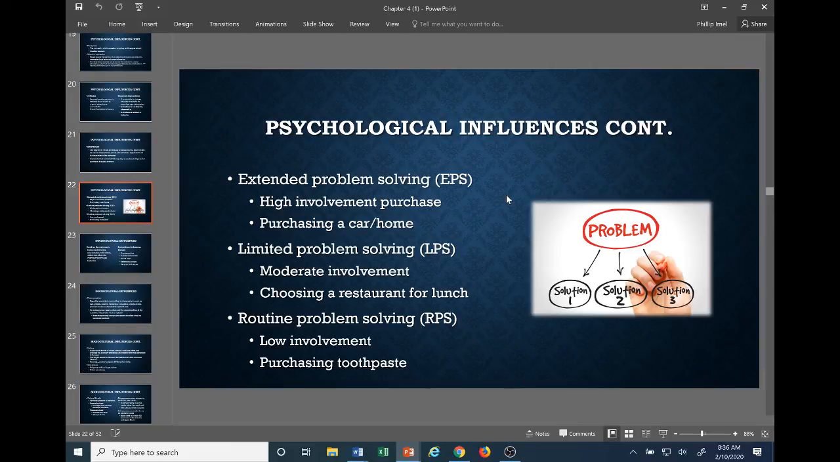Routine problem solving, known as RPS, is low involvement in this decision process of purchasing. And an example here is purchasing toothpaste. Obviously, we know what we use for toothpaste. We might try a new brand, but even then, it's going to be something simple. It's a cheap tube of toothpaste. If we don't like it, we toss it out, get a new one. But for the most part, if you use Crest or Colgate, whatever it might be, we're just going to walk in, grab it, and roll. It's habit forming. So it makes sense, the different levels of decision making based upon the different tiers of what product or service you're buying.